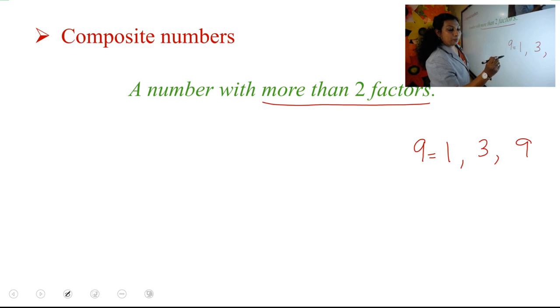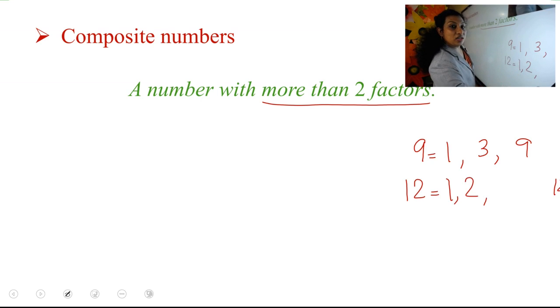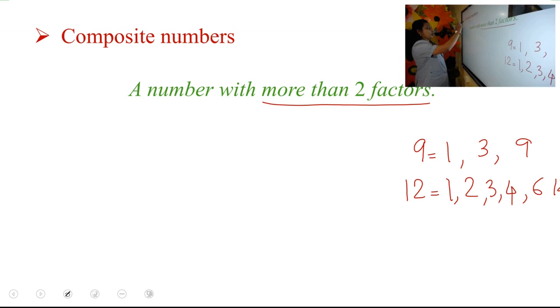Then 12. 1 into 12. Then, 2 into 6. Then, 3 into 4. 4 into 3. More than 2 factors. That is called a composite number, a number with more than 2 factors.